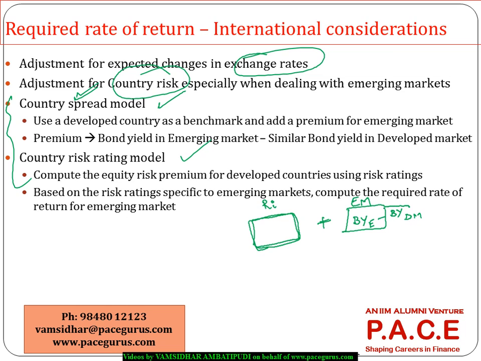So whatever is the difference between the typical government bond yield in the emerging market versus the developed market, consider that as the premium and add it to the return which you have initially estimated, assuming that this particular country is a developed country itself. This is one way we can use the country spread model to find out the required rate of return. The other is a country risk rating model, which is a regression based model.